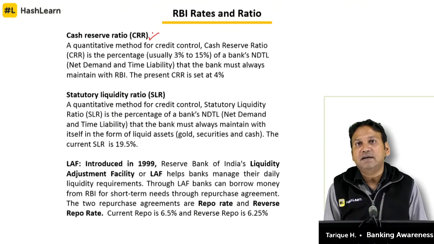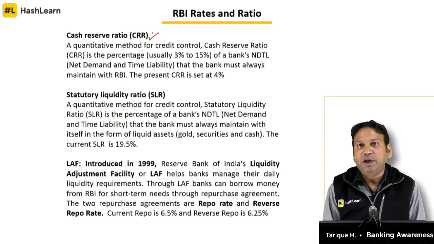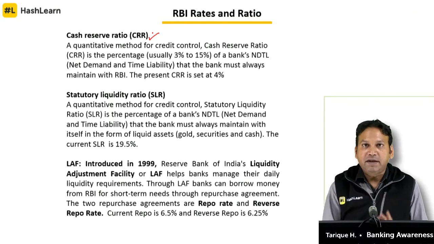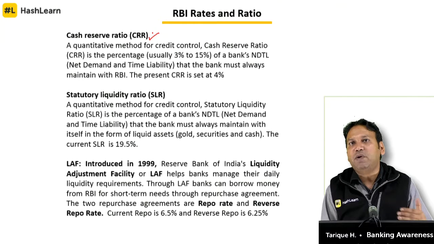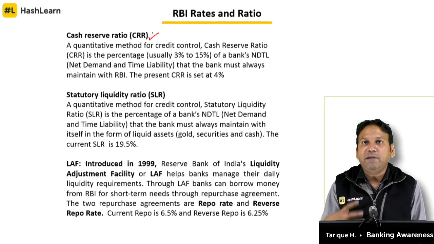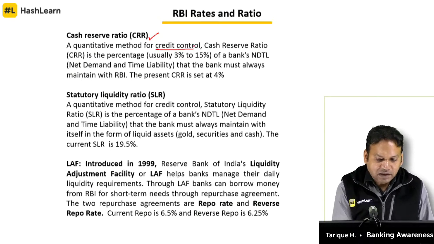Now as I had discussed earlier, while talking about the liberalization phase and the changes brought in during that phase as a result of the recommendations of the Narasimhan Committee Report 1, we had seen that earlier the rate was very high, 18 to 20%. That means out of the total money that banks have, 20% was something that they could not touch, so they had less money left with them that they could use for giving loans. Clear? So it is a quantitative method for credit control. Cash reserve ratio is a percentage, usually 3% to 15% of a bank's NDTL.